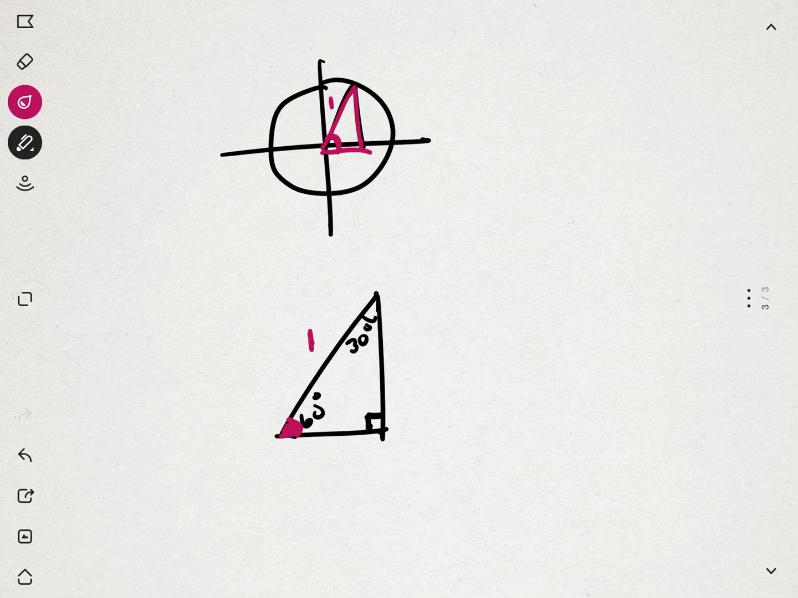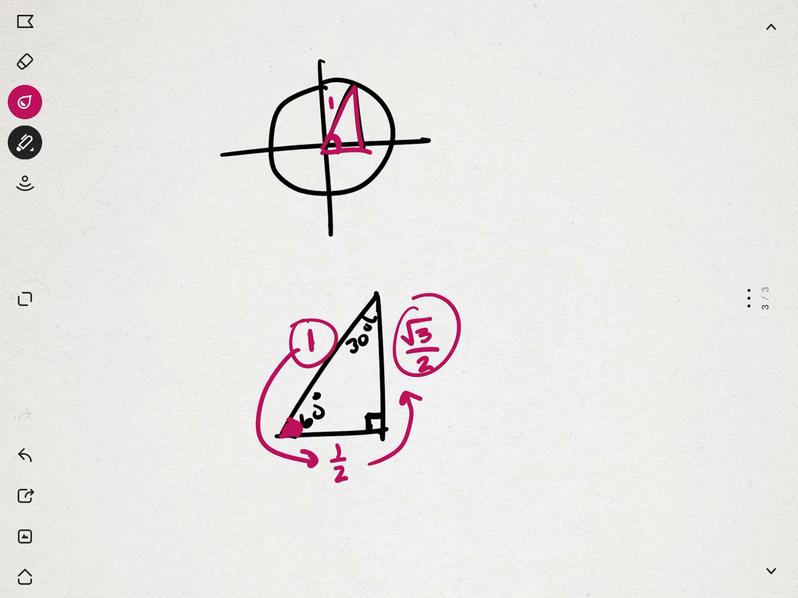And now we're going to go just like we did in the first sheet of notes. To get from the longest side to the shortest side, we're going to take a half. To get from the shortest side to the middle, we're multiplying it by square root of 3. So our hypotenuse is 1. The middle side is square root of 3 over 2. And the short side is a half.